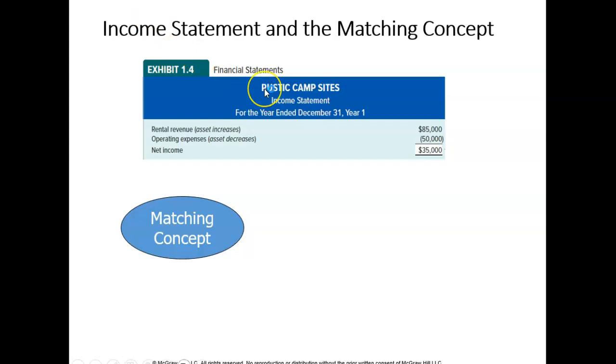The statement always begins with a who, what, and the when. The who, the what, and the when. The who is the name of the company. The what is the type of statement. And the when shows the time period that's been covered by the statement. So this statement here would be for 1 year, for the year ending December 31st, we'll say 2024.